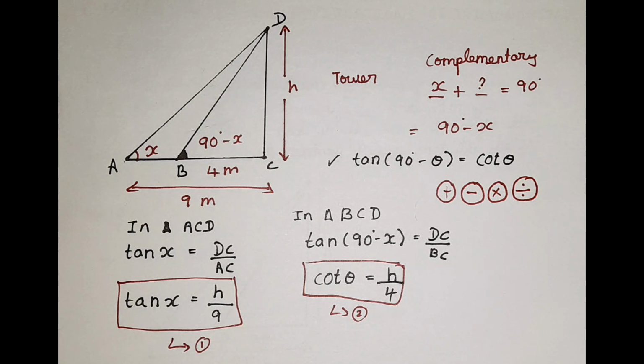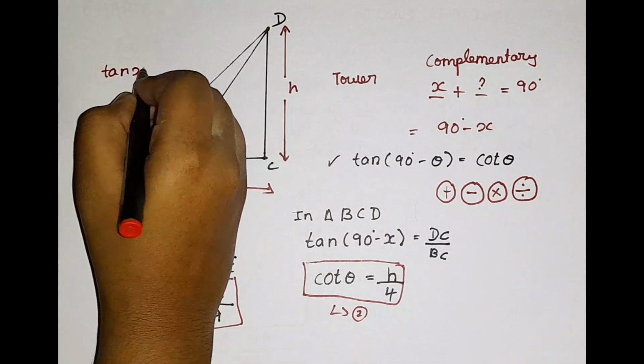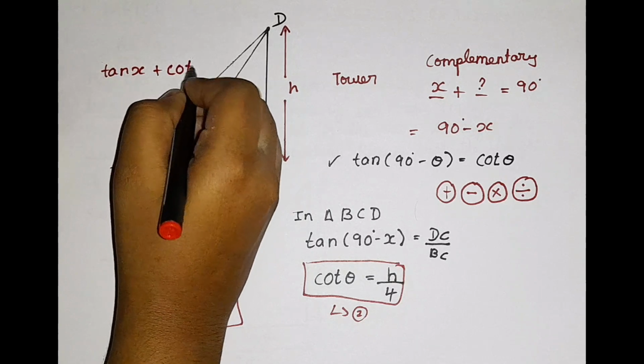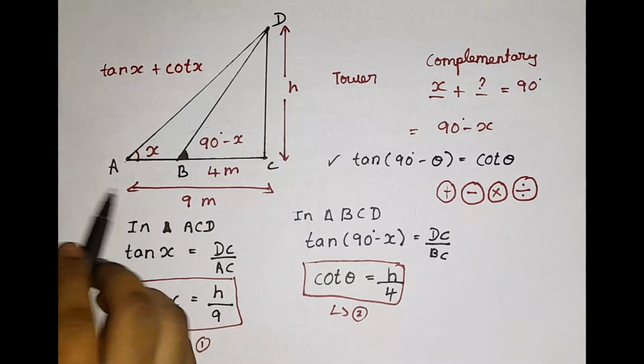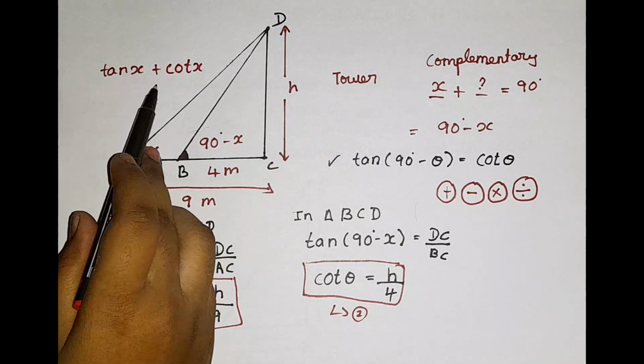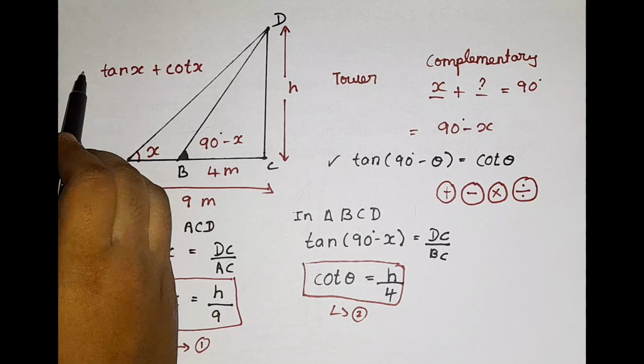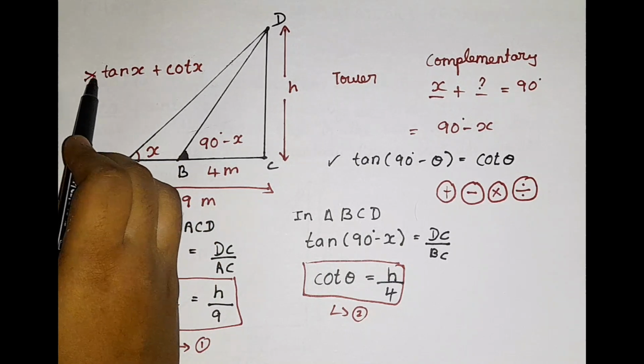So here when you check it out, we have 2 equations. So can we actually add both the equations? If we add both the equations, then we will get tan x plus cot x. Do we have a formula which is related to tan x plus cot x? No, we don't have any formula that is related to this.